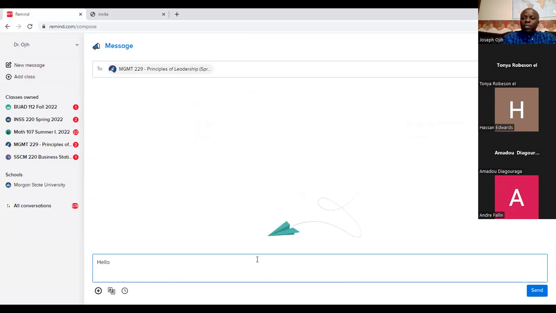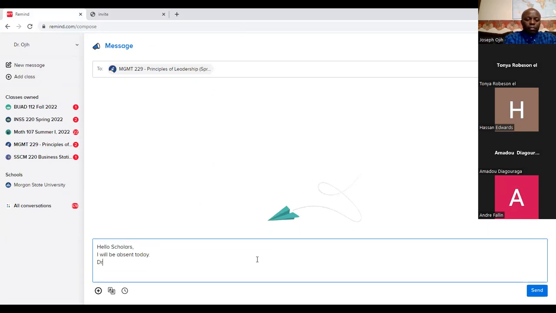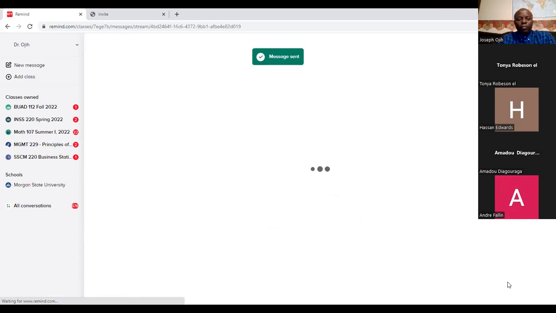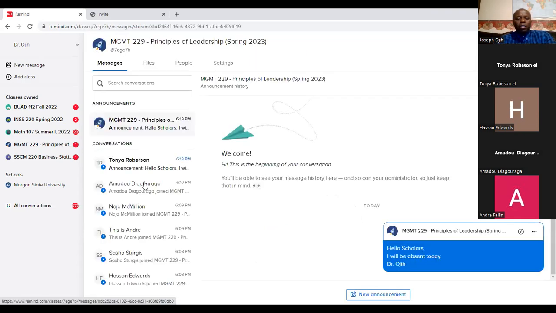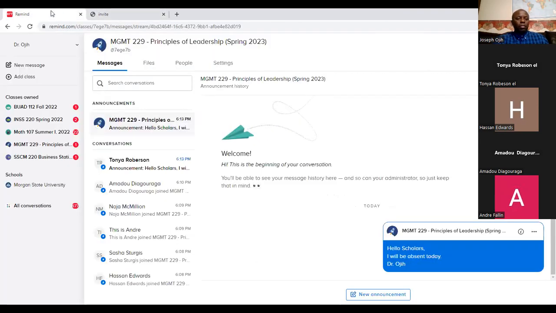I will send this message. Tell me if you received it. Hello, scholars. I will be absent today. If there's any change in an assignment, if I want to make a change, I can send a message very quickly. Did you receive this message I sent just now on your phone? Yes. Very good. So that means it's working now.